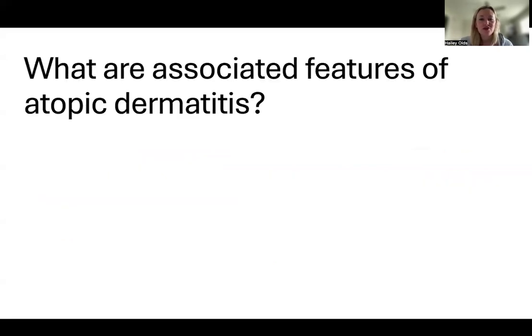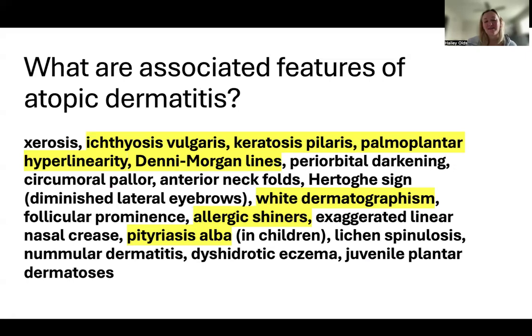So what are the associated features of atopic dermatitis? This is like associated conditions. There's a lot of them. So it can be associated with xerosis or dry skin, ichthyosis vulgaris, keratosis pilaris, hyperlinear palms, Dennie-Morgan lines, which are the folds under the eye, darkening under the eye. You can have less lateral eyebrow. White dermatographism is when you test the skin for dermatographism or scratch the skin, you get a white wheal at the site.